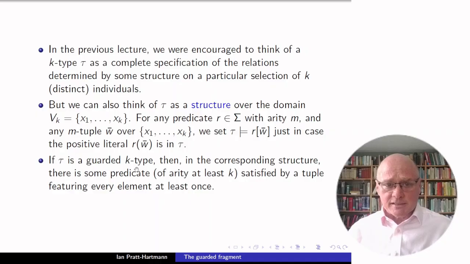If τ is a guarded k-type, then in the corresponding structure there's some predicate of arity at least k satisfied by a tuple featuring every element of the structure at least once.